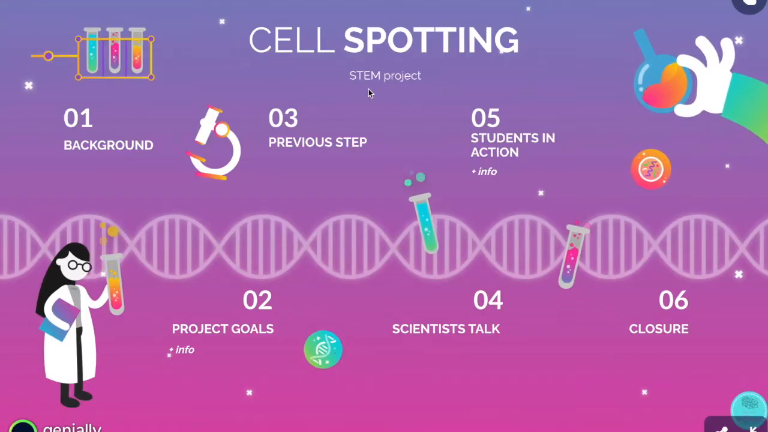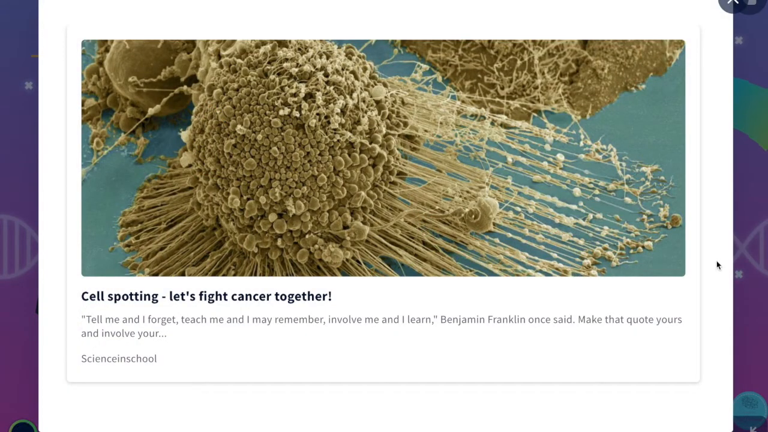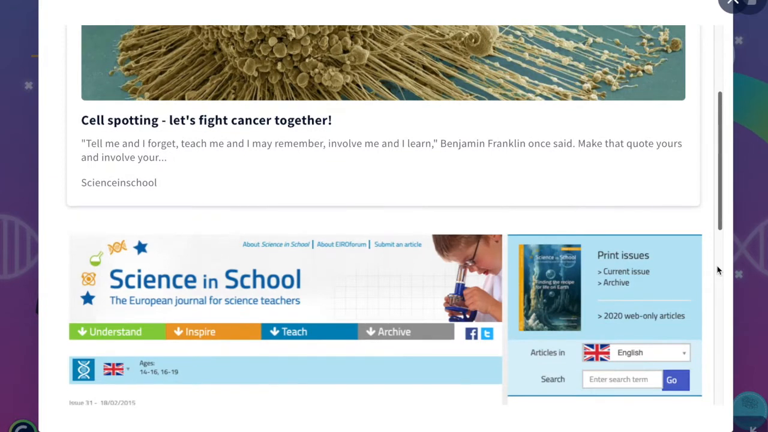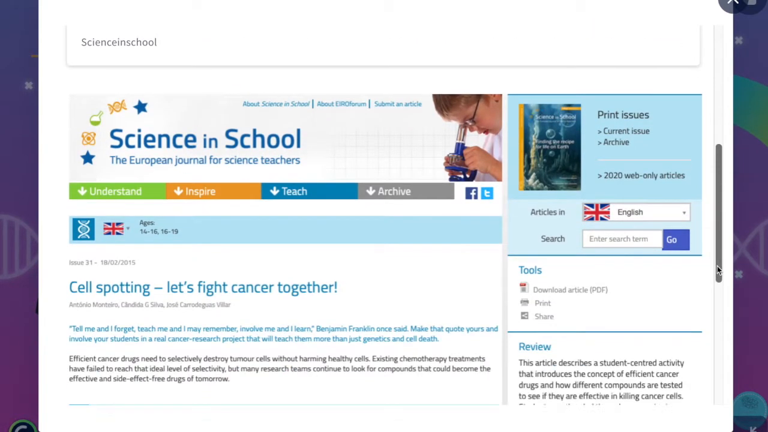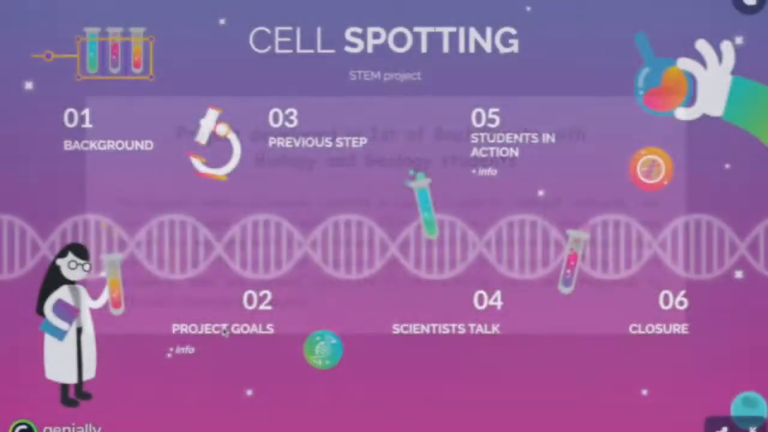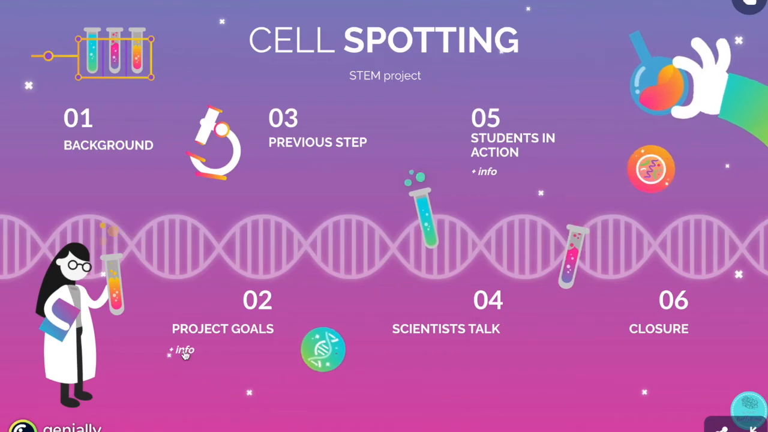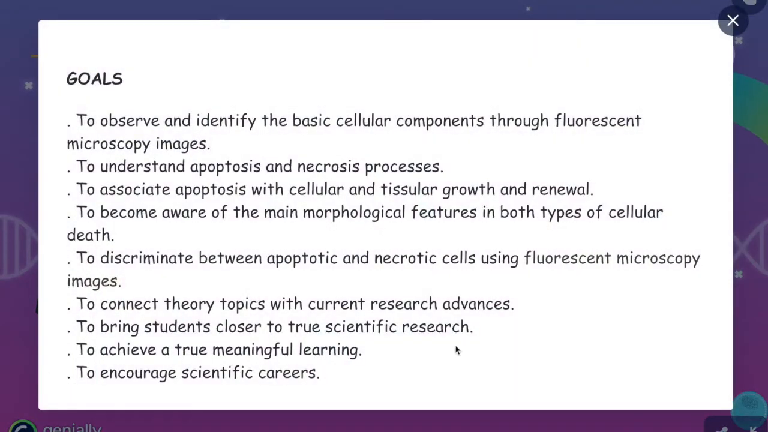Okay, here you can see the presentation I prepared for my students. First, I explain the Cell Spraying background, which started five or six years ago. Here you have the main Cell Spraying project goals: to involve citizens in science research, analyzing actual microscopy images. But for me and my students, the aims were more specific, and you can check them here.